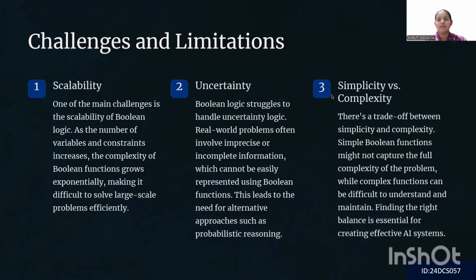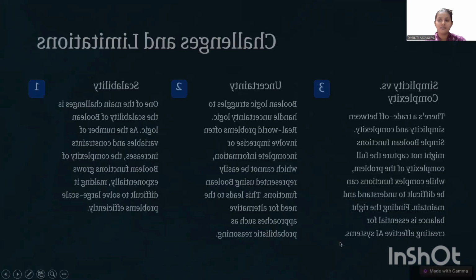Now see simplicity versus complexity. There is a trade-off between simplicity and complexity. Simple Boolean logic might not capture the full complexity of the problem, while complex functions can be difficult to understand and maintain. Finding the right balance is essential for creating effective AI systems.